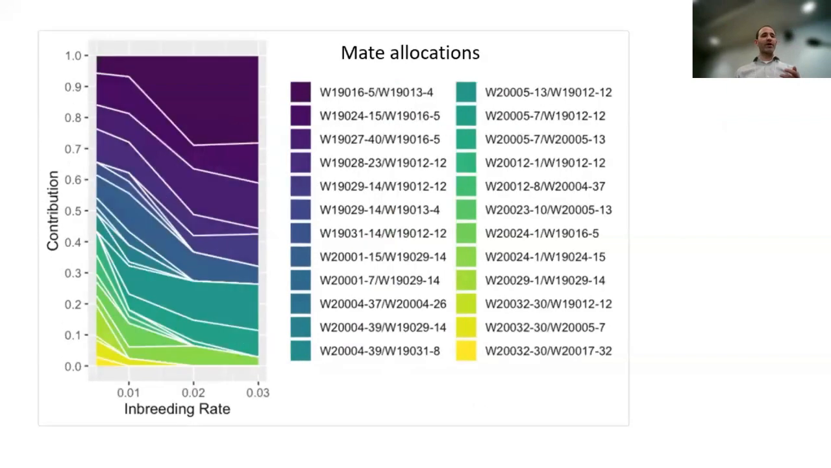And you can make a similar kind of plot for the individual matings as well. Again, you have many more matings when you have a low inbreeding rate, and as you allow more inbreeding, the number of matings it selects goes down because it's just picking the matings that have the highest merit.